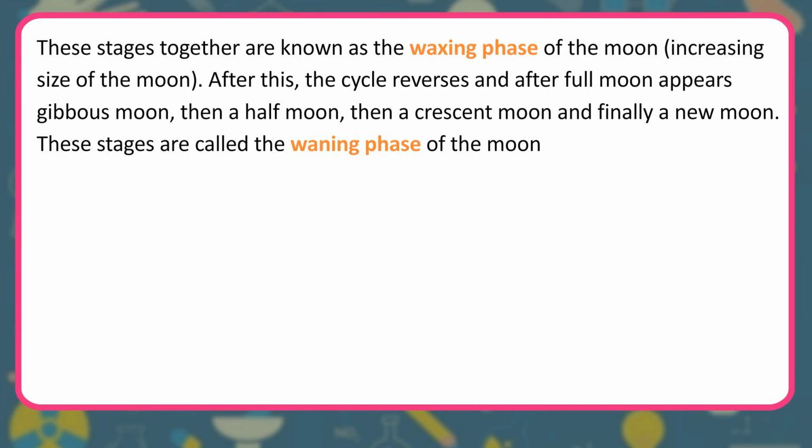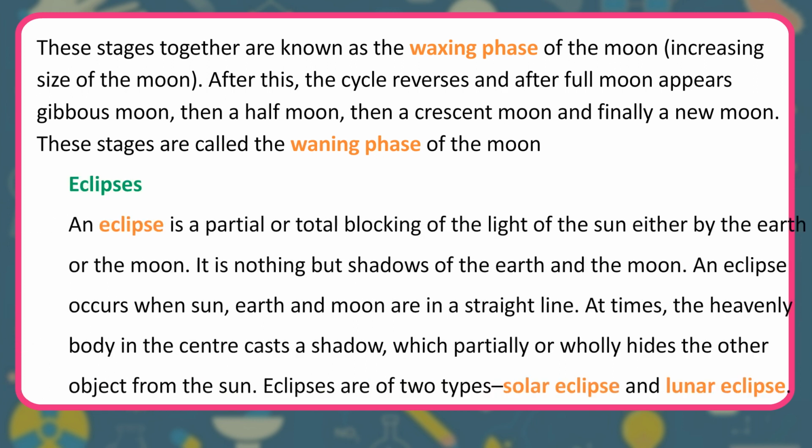These stages together are known as the waxing phase of the moon, the increasing size of the moon. After this, the cycle reverses and after full moon appears gibbous moon, then a half moon, then a crescent moon and finally a new moon. These stages are called the waning phase of the moon.